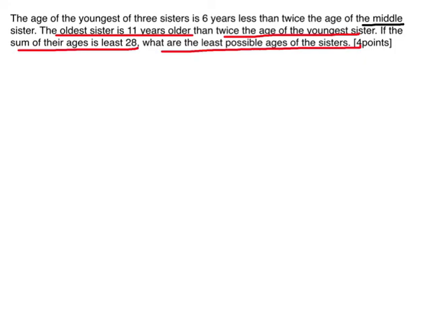So we know that we have 3 sisters, and they start off by telling us the age of the youngest of the 3 sisters is 6 years less than twice the age of the middle sister. The oldest sister is 11 years older than twice the age of the youngest sister. Okay, so we need to find out what the possible ages are.